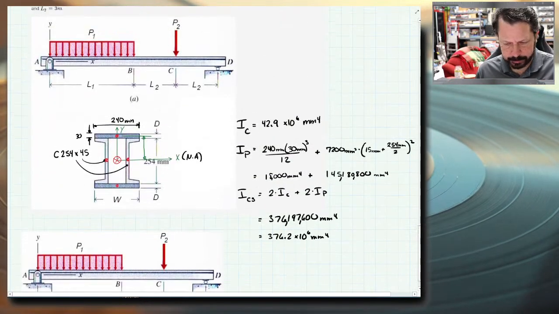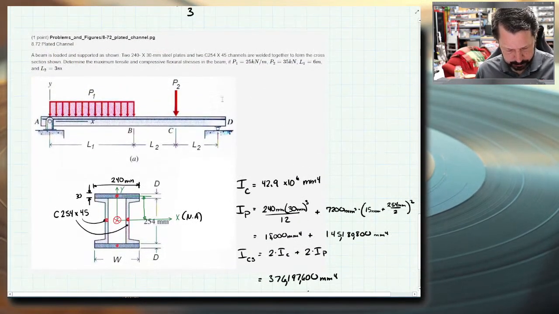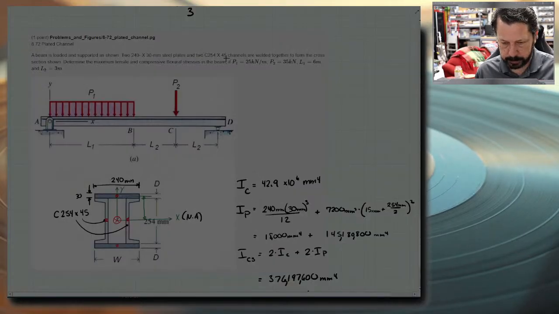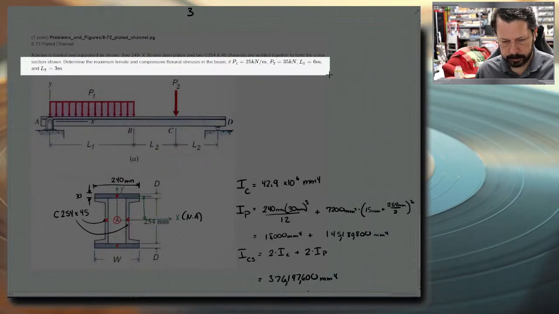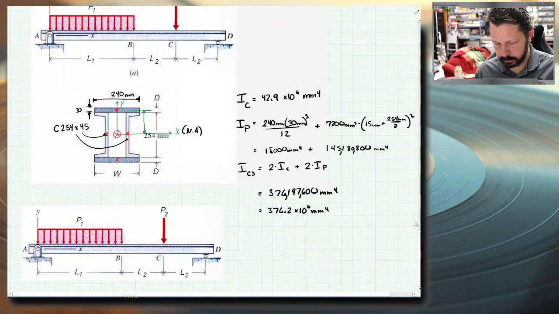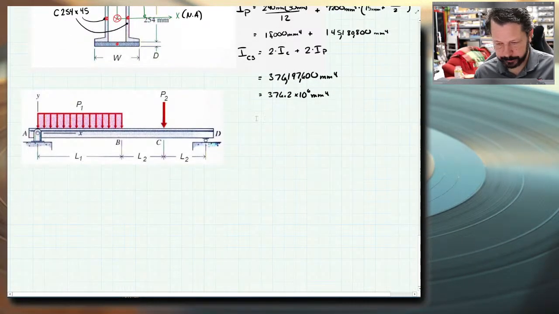Oh, we need all our dimensions. Let's just grab them and copy them down there, and then we'll get rid of them. All right.